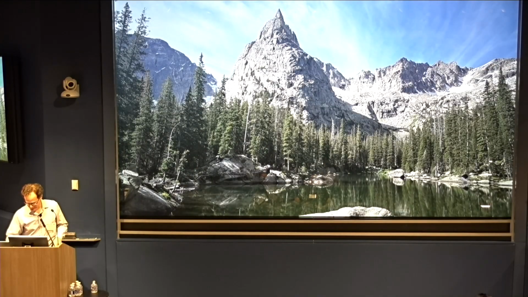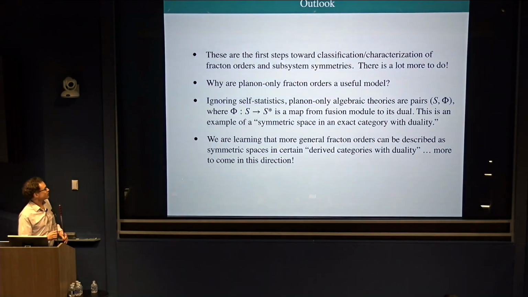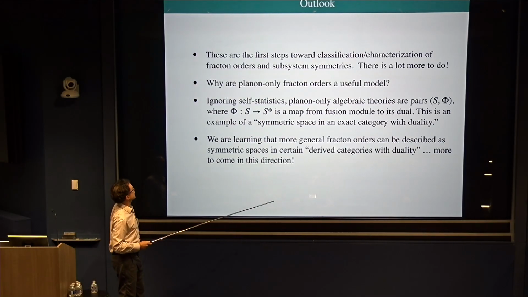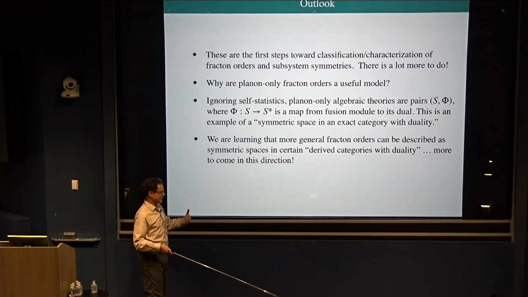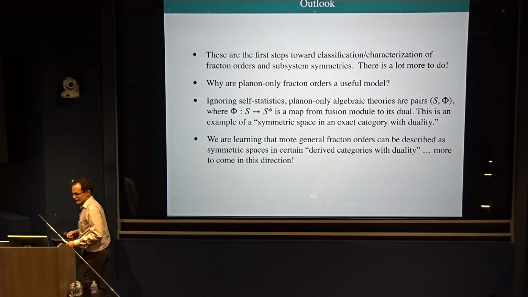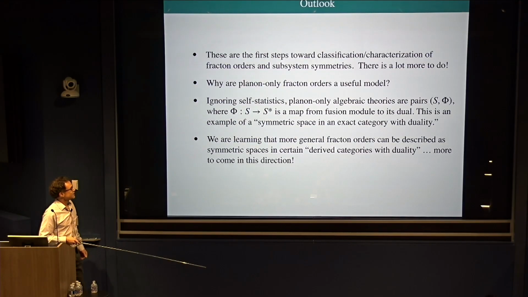So we're out of time. So I'm going to go to some outlook. There are more results that I didn't have time to show you. But the bottom line is that these are the first steps, I think, toward characterizing and classifying fracton orders and subsystem symmetries. And there's a lot more to do.